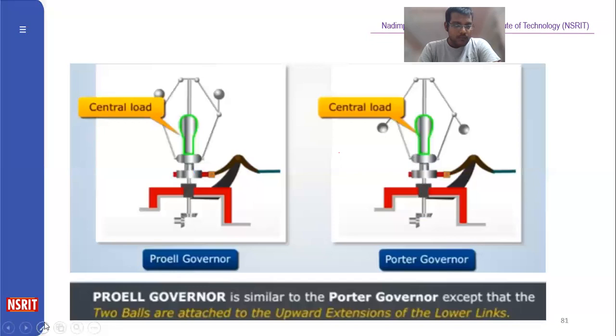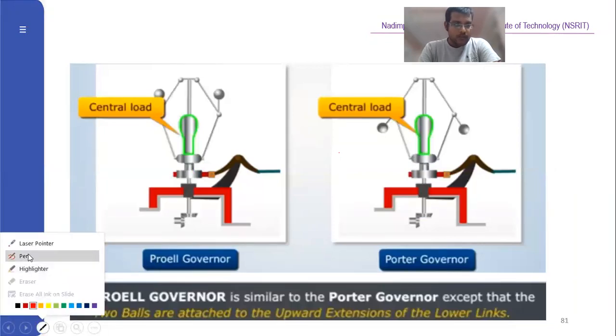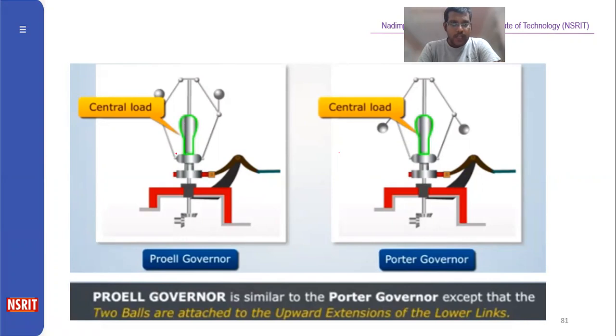If you observe both, both are having the central weight. But here the balls are in downward direction, whereas for the Proell governor the balls are attached to the upward extensions of the lower links. The Proell governor is similar to the Porter governor, but the two balls are attached to the upward extensions of these lower links.